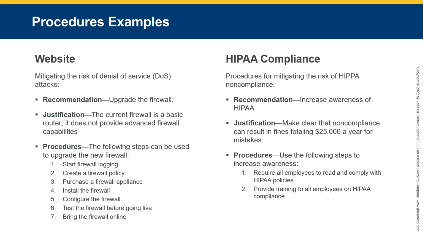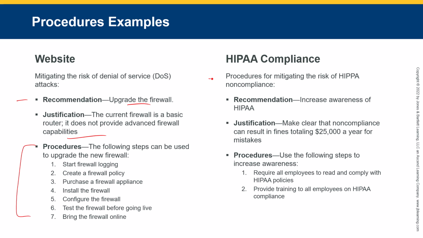So, procedural examples. We identify a vulnerability: mitigate the risk for denial of service, DoS. Recommendation, upgrade the firewall. This is why. And if this is what we're going to be doing, here's the procedure that we're going to take. Start firewall logging, create a policy, purchase a new appliance, install the appliance, configure the appliance, test, and then bring it online. Could that be way deeper than this? Most definitely, but this is a good first step.